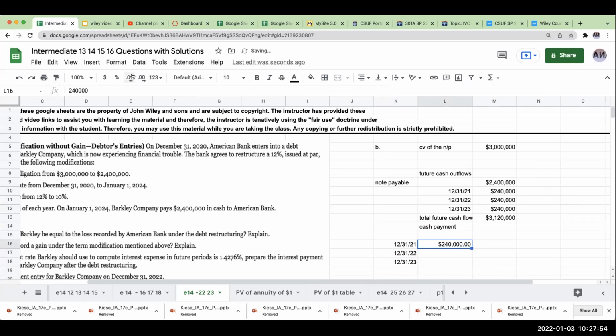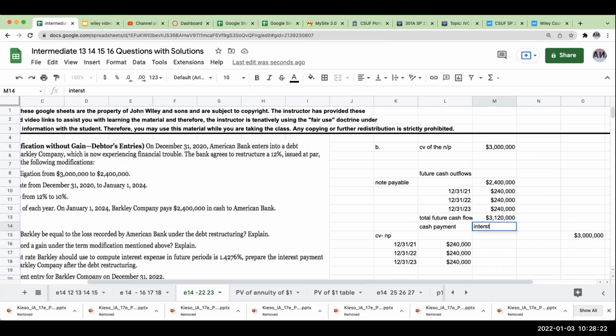Because we know that every single one of these, we're going to be paying 240 grand. Now, the note payable, the carrying value, is going to stay right over here at $3 million. Now, when we have the interest payment, we're given a new interest rate. Whenever we see an interest rate, it is always an annual rate.